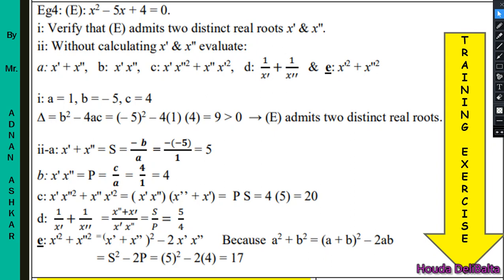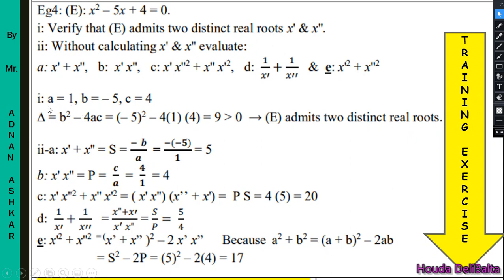We just proved that delta is positive. So we are going to find delta and prove that delta is positive. Whenever delta is positive, then definitely E admits two distinct real roots. Let's continue reading the question. Without calculating the roots, x prime and x double prime, we have to evaluate all of these. So let's start.